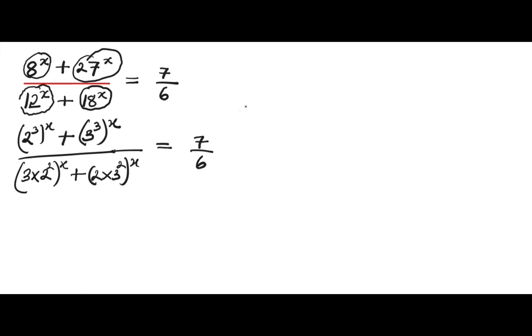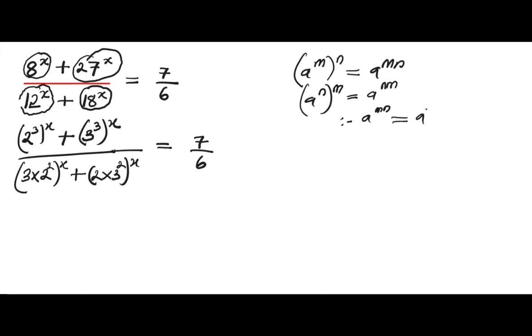But if you consider this identity, a raised to the power of m, raised to the power of n, this is equal to a raised to the power of m times n. Okay, and you can also interchange it and write it this way: a raised to the power of n, raised to the power of m, is also equal to a raised to the power of nm. So therefore a raised to the power of m times n equals a raised to the power of n times m. Okay, this is what we are going to apply here.